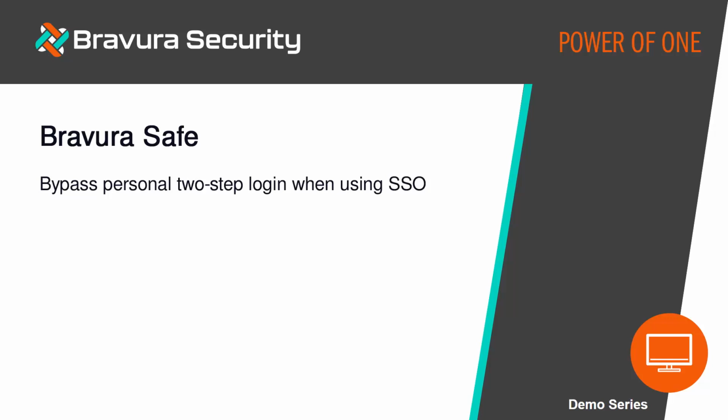This video will demonstrate the use of an enterprise team policy allowing users to bypass Bravura Safe's two-step login when they are logging in using single sign-on.